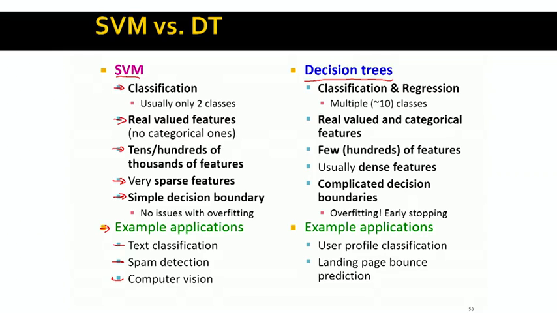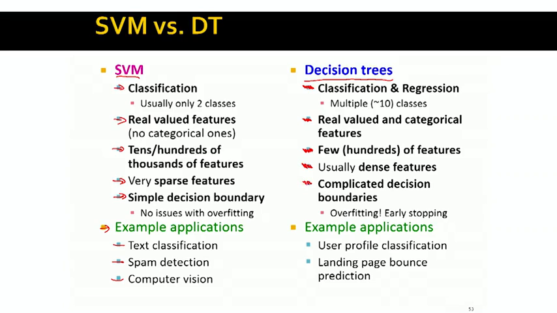decision boundaries. Decision trees are used both for regression and classification, having up to, let's say, 10 different classes if we talk about classification. Decision trees can handle both real-valued and categorical features. The most serious limitation of decision trees is that they can handle only hundreds of features, and only dense features, right? So when we think about decision trees, we think that maybe we have 10 or 20 or 100 different features, and for every training example, all these features are filled in.